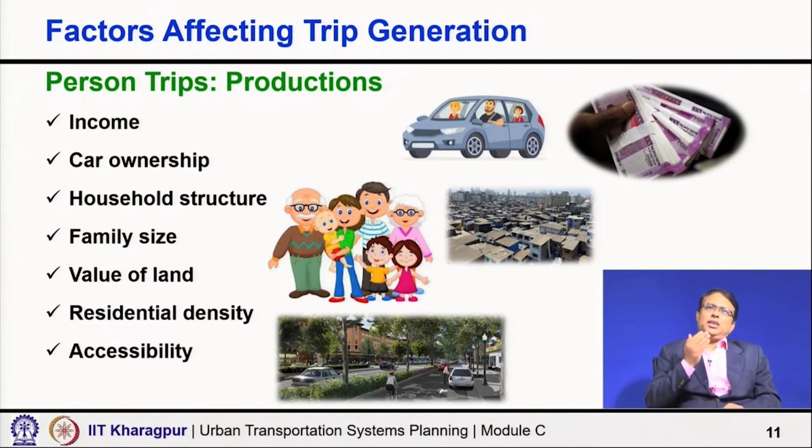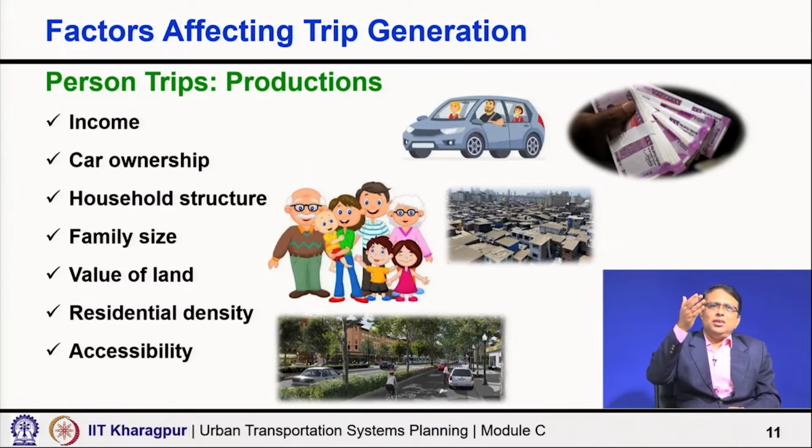Now, if you look at it, income, obviously high income more trips. Car ownership, those who have car make more trips than normally households who do not have cars, or people who do not have car. Family size, bigger, smaller is again important. Bigger the family size, generally per household trips will be higher, expected to be higher.